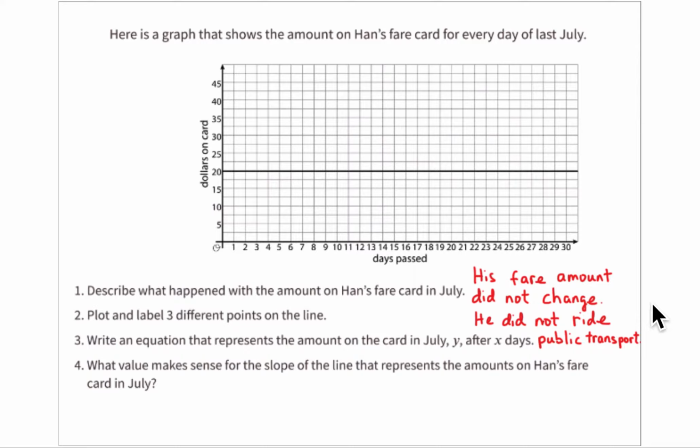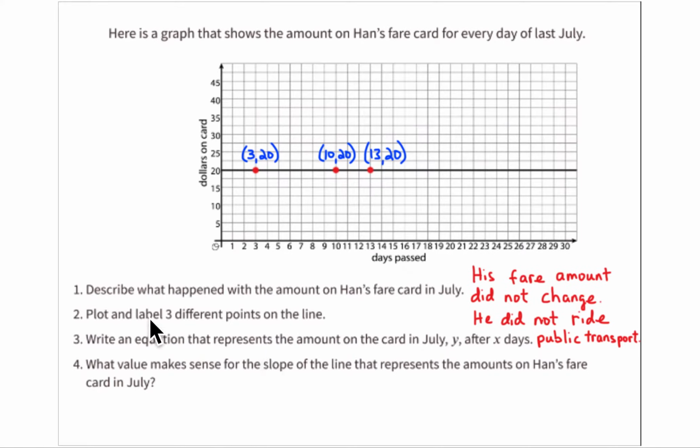It did not change. He did not ride on public transportation. He didn't use the fare card. So every day, the amount of dollars on the fare card is the same. It doesn't change. So it says plot and label 3 different points on the line. So I chose (3, 20). So you go out in the horizontal axis 3 units, up 20.